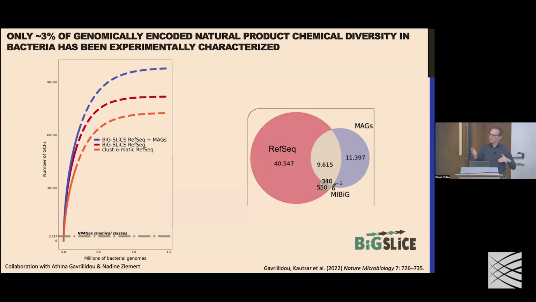So if we then do a rarefaction analysis, we can predict how many of these chemical classes are out there in the biosphere based on currently available genomic information. And according to this analysis, you end up with a prediction of between 70,000 and 100,000 different chemical classes, of which at the moment only 2,500 are known. And that equals around 3% of the predicted chemical space as being known.